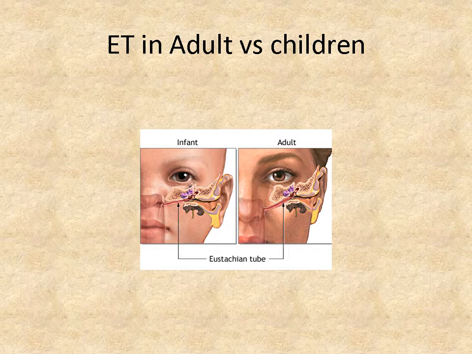In this slide, we can see the difference between the Eustachian tube in adults versus in children. The Eustachian tube in children, as you can see from the photos, is shorter, wider, and more horizontal. And that's why otitis media is more common in children than in adults.